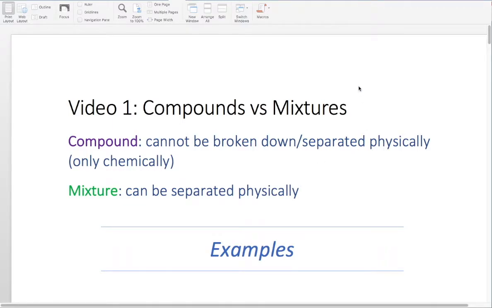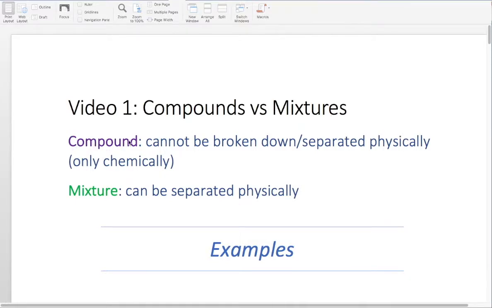So for Unit 2 for HESI Chemistry, I've got a mix of 7 videos that I found on YouTube that cover all the topics that you need to know. So this is the only one that I'm making myself, and it is basically just a review of the YouTube videos in the playlist and emphasizing the most important things that you need to make sure you know, understand, and remember from those videos. So the first one is about the difference between compounds and mixtures.